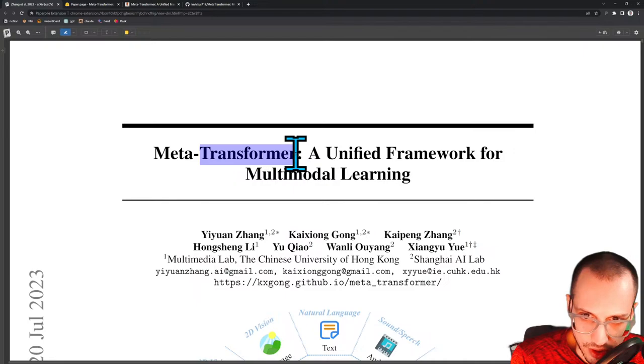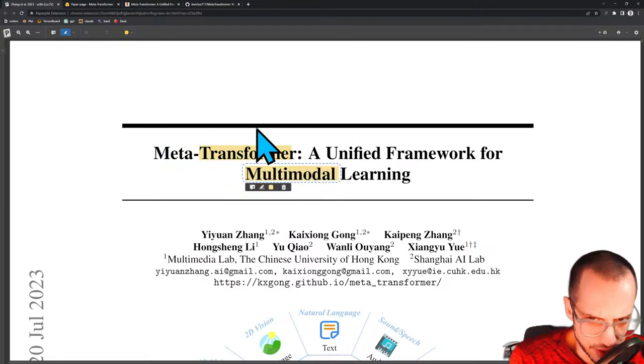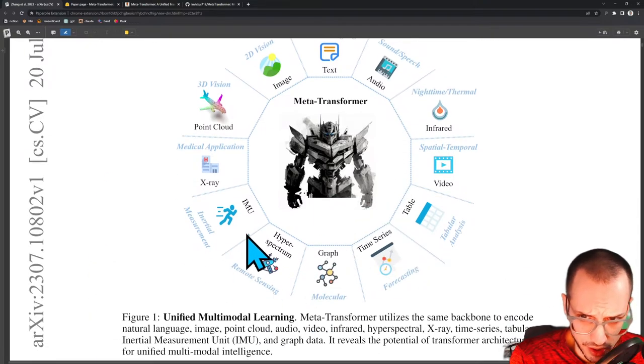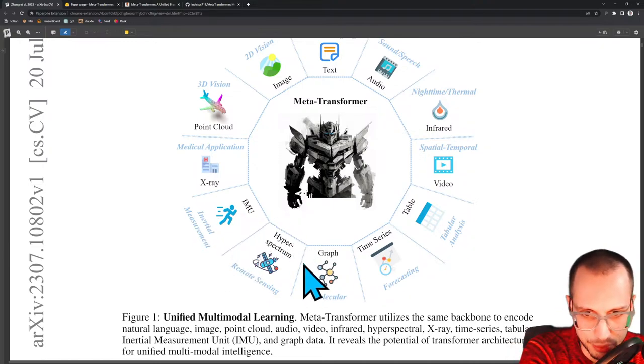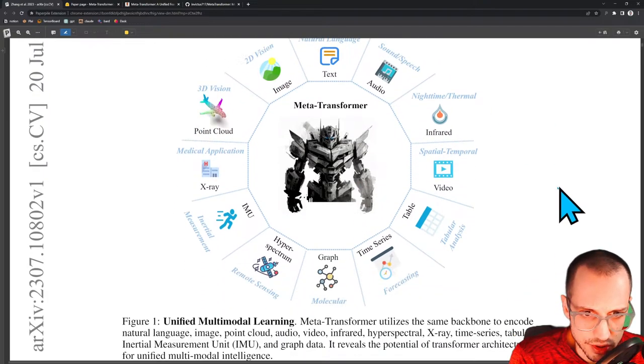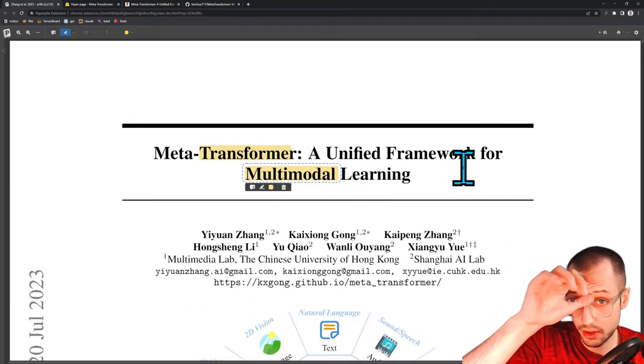So Transformer, obviously a type of network architecture, very popular nowadays. And multimodal basically just means many modalities, where a modality is a specific type of data. And here, in this very cool looking picture, you have IMU, inertial measurement unit data, so basically acceleration over time, hyperspectrum, graph, time series, tables, natural language, 2D vision, just a huge amount of different data modalities there.